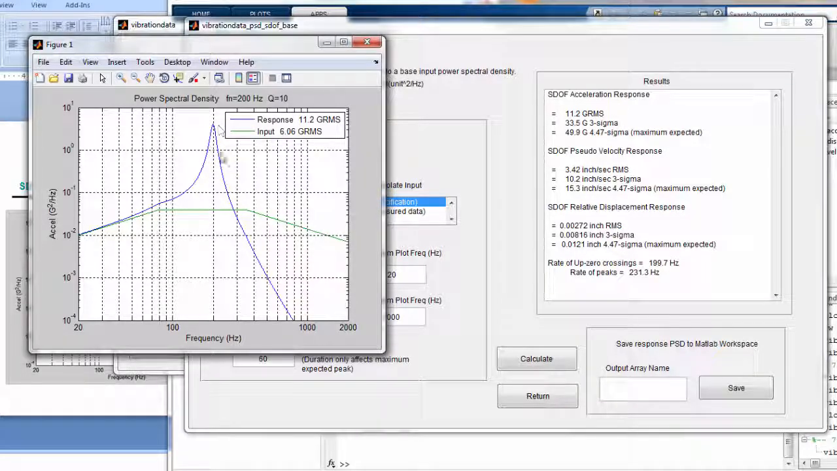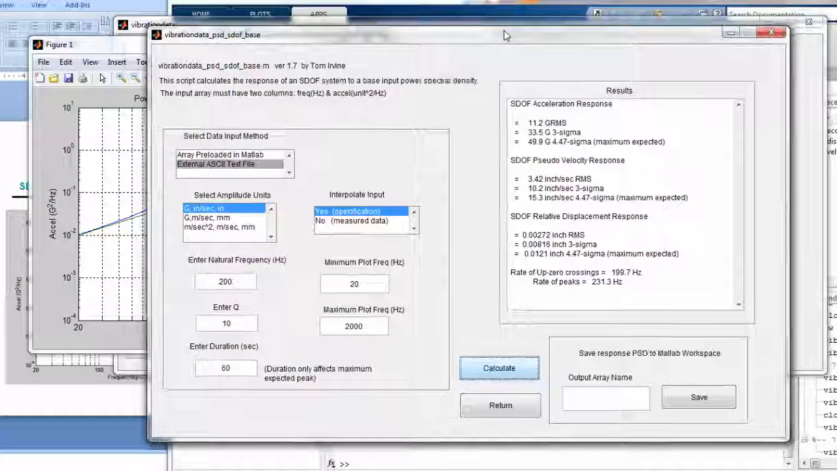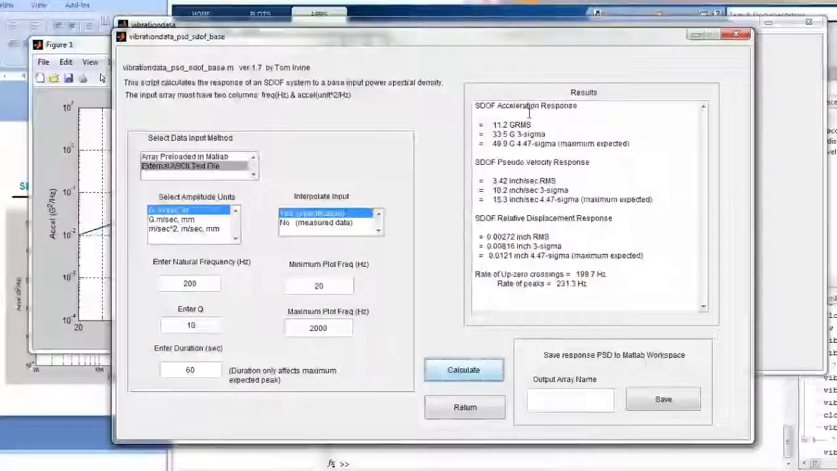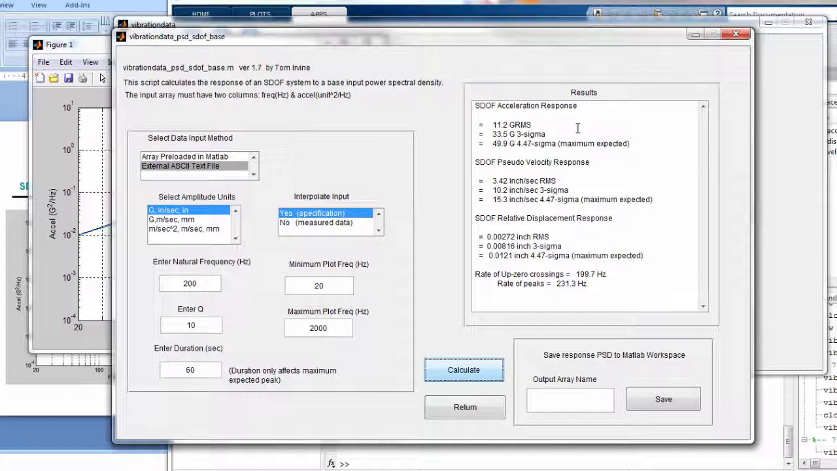So you can see we get this resonant amplification at about 200 hertz. And over here, back to our GUI script, we have the descriptive statistics. Now for 200 hertz natural frequency, over a 60-second duration, our maximum expected peak is 4.47 sigma. That's from the Rayleigh distribution.